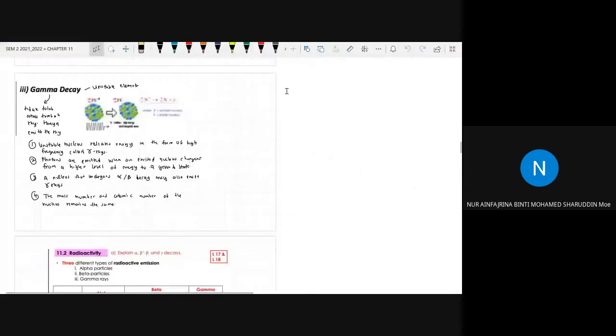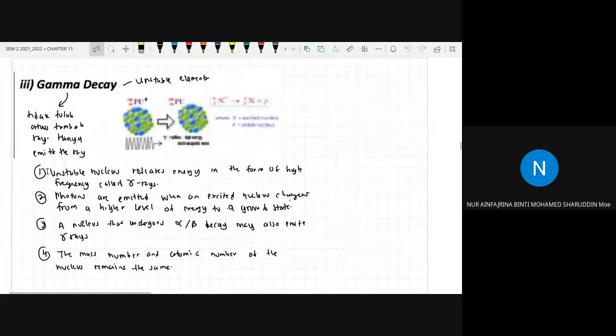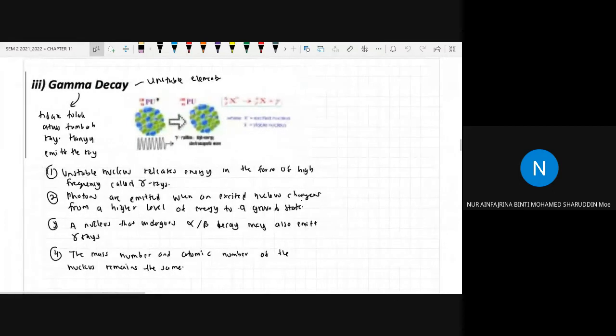Okay, so for gamma ray, you must know gamma decay is from unstable elements. Meaning, you must know one thing. Gamma decay will not add or remove anything, it will only emit the ray. So it will not absorb, it will not release. It's only going to emit the ray. So, an unstable nucleus will release energy in the form of high frequency radiation. When it releases energy in the form of high frequency, we call it gamma rays. Okay? And then photons. Photons are emitted when an excited nucleus changes from... Pardon my handwriting.